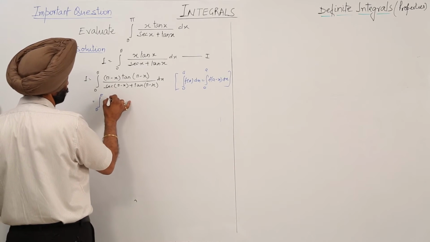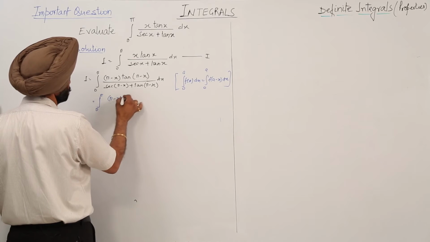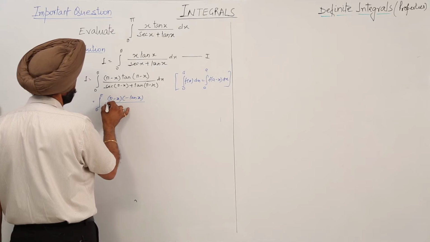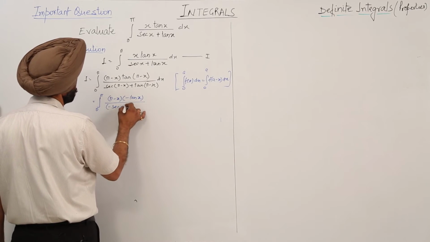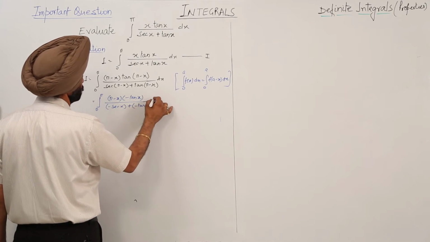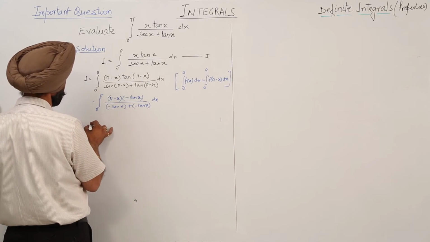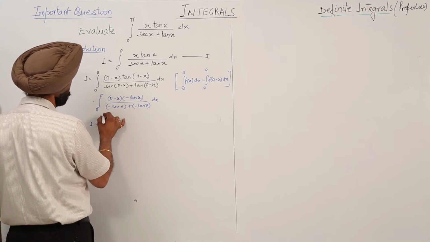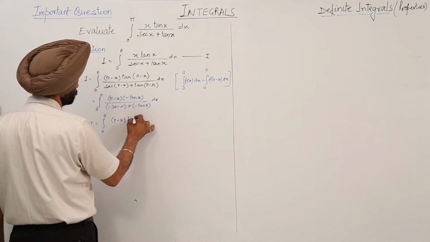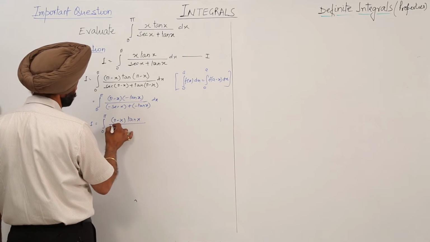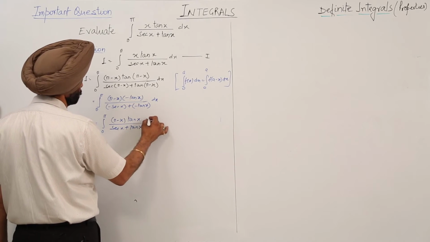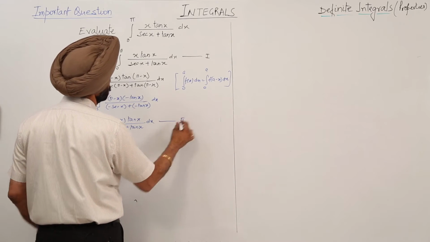Now this becomes the integral from 0 to pi of (pi minus x)(minus tan x) upon secant x plus (minus tan x) dx, and this becomes the integral from 0 to pi of (pi minus x) tan x upon secant x plus tan x dx. Number 2.